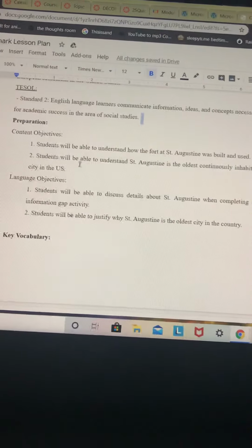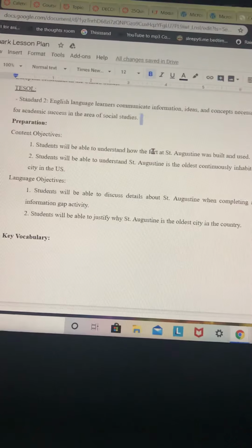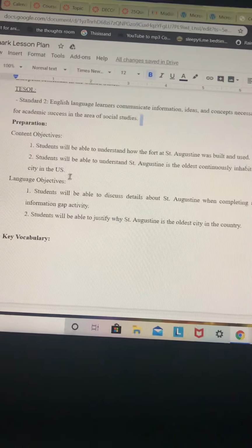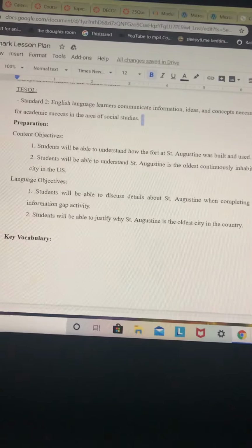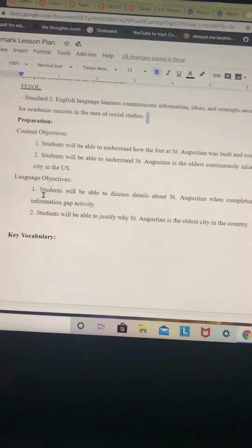Our content objectives were to understand how the fort at St. Augustine was built and used, and that St. Augustine is the oldest continually inhabited city in the U.S.